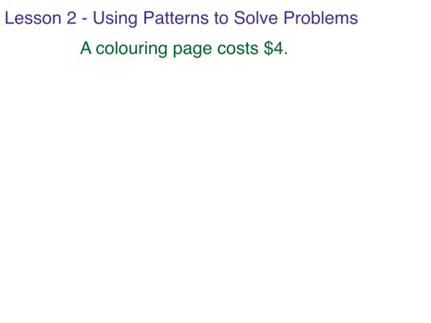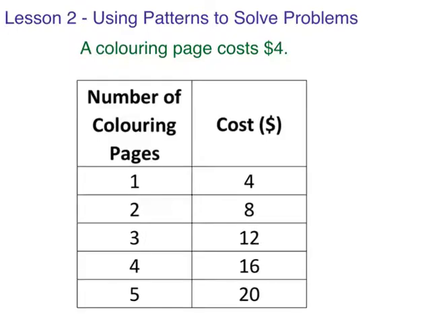Let's say the grade 6 students at our school were selling coloring pages for their junior achievement sale, and each coloring page costs $4. We can create a table which shows us this information in an easy to see way. So this table here shows us the cost of 5 coloring pages. One coloring page would be $4, two coloring pages $8, and so on. So let's use this table and the information to solve several problems together.